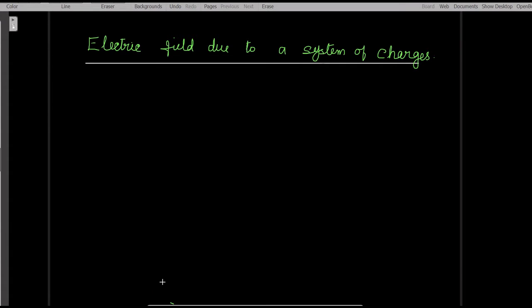Electric field due to a system of charges. Consider a system of n charges. These are the different charges, and due to these charges we calculate how much is the electric field at P.